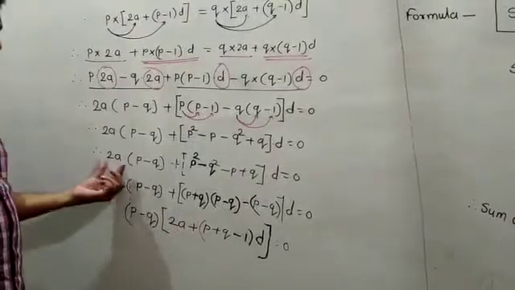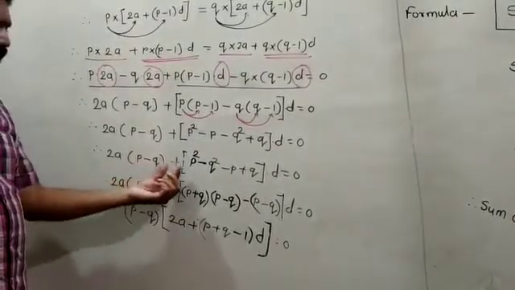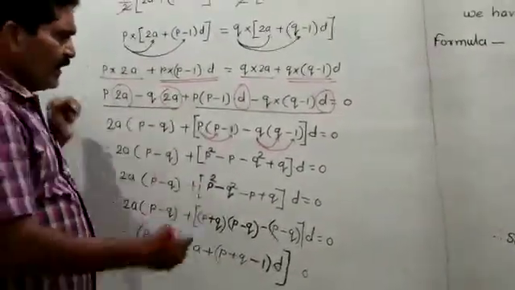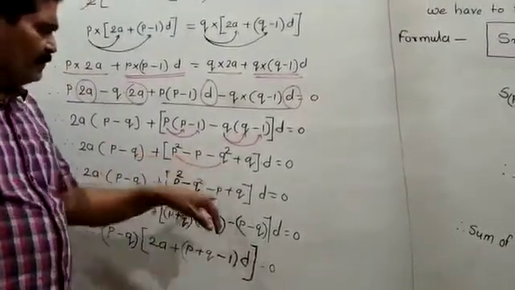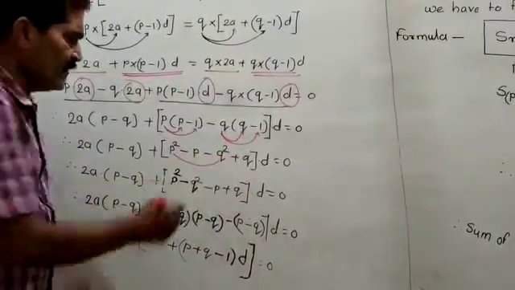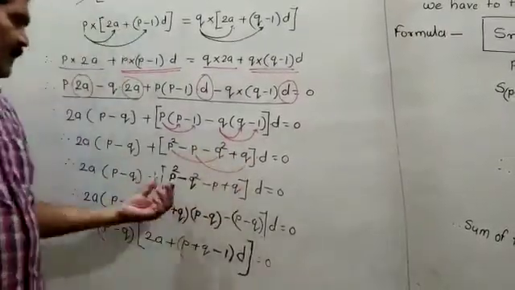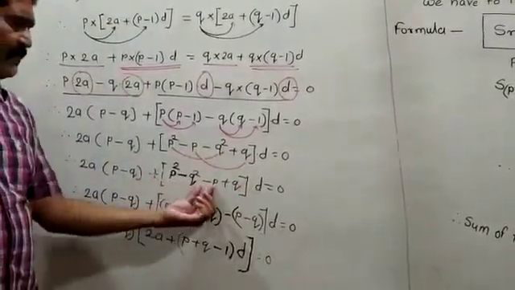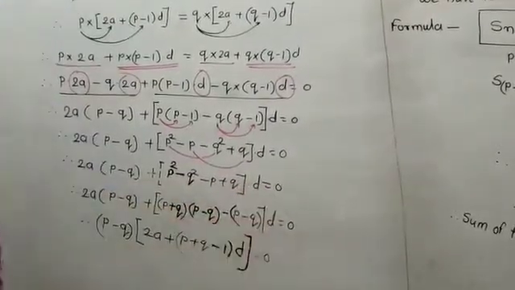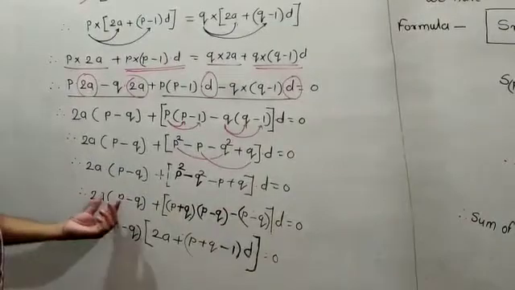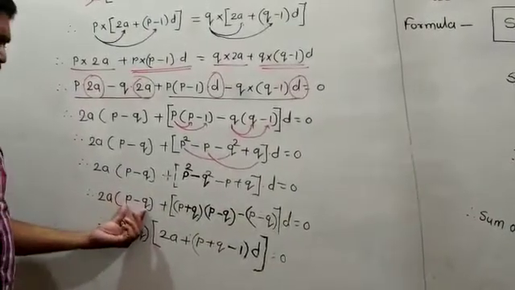Then 2a into bracket p minus q plus, here you have to write this p square together with the q square. After that, minus p together with plus q, like this, and this becomes p square minus q square minus bracket p plus q complete, into d is equal to 0. Here, 2a into bracket p minus q, as it is you have to write.